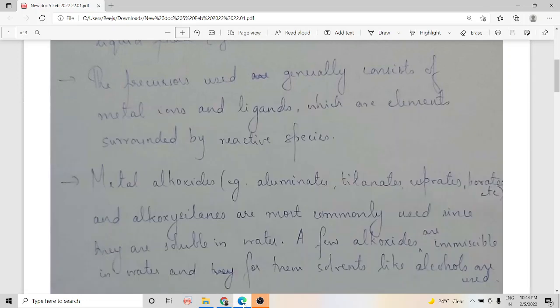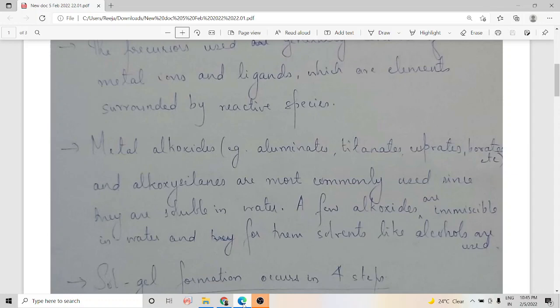Now, the precursors used here generally consist of metal ions and ligands, which are elements surrounded by reactive species. Metal oxides like aluminates, titanates, cuprates, and alkoxysilanes are the most commonly used precursors because they are soluble in water. A few alkoxides which are immiscible or insoluble in water, for them solvents like alcohols are used.